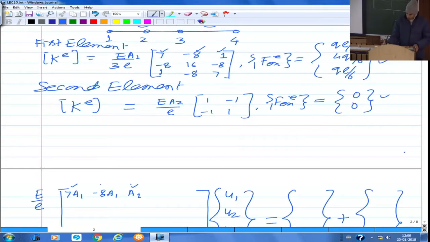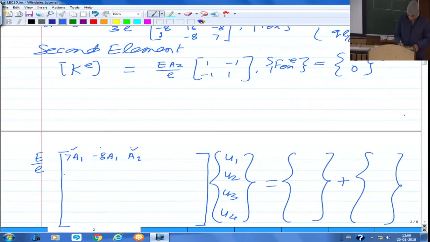So same way the second row will go minus 8, sorry, this 3. So 3, let me put inside, we multiply 3 there. So let me keep it outside, we'll multiply there. So this is 8A1, this is 16A1 and minus 8A1. Then the third row is again A1, minus 8A1 and 7A1. So this is the contribution to stiffness matrix from the first element, which is a quadratic element.